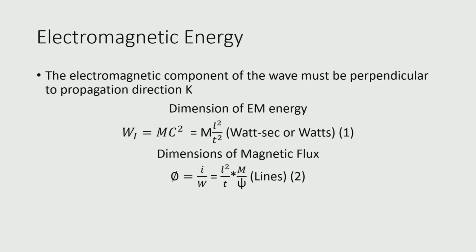So going back to our E equals mc squared, this is going to be for electromagnetic. So we're going to break down the dimensions and what's going on. We have W1 in this case equals mc squared. Break that down into L squared over T squared. This is measured in watt seconds or watts, same deal. And let's talk about the magnetic flux now. So the magnetic flux is going to be the current over the watt, or if we break that down, it's going to be L squared T times M over psi. This is pretty much all it is, how many lines it is. So it's pretty much the intensity of the field.